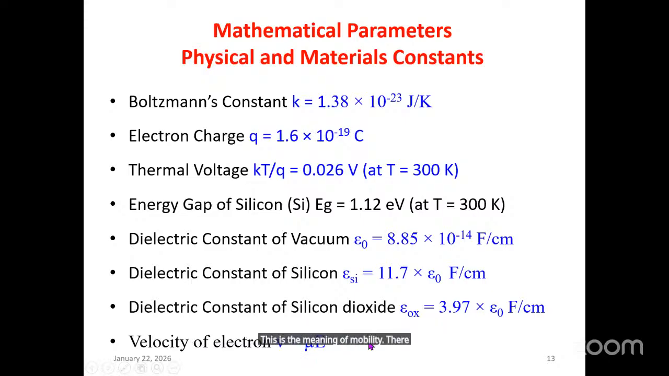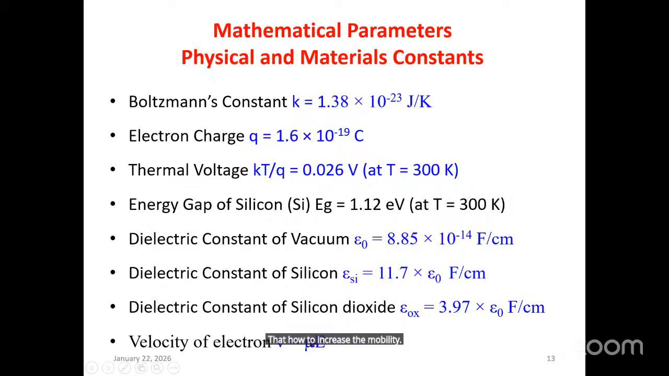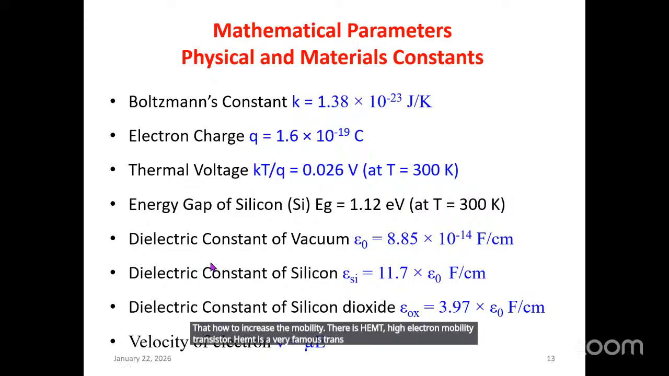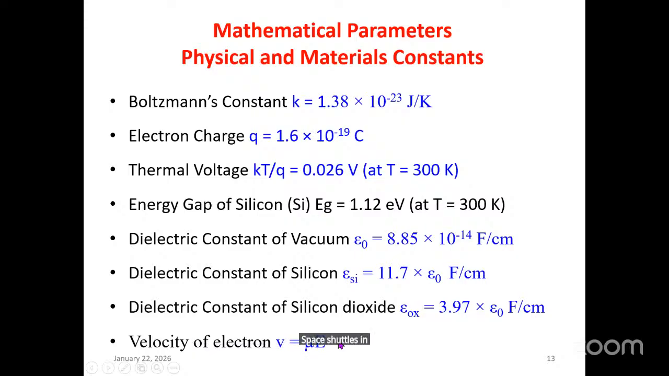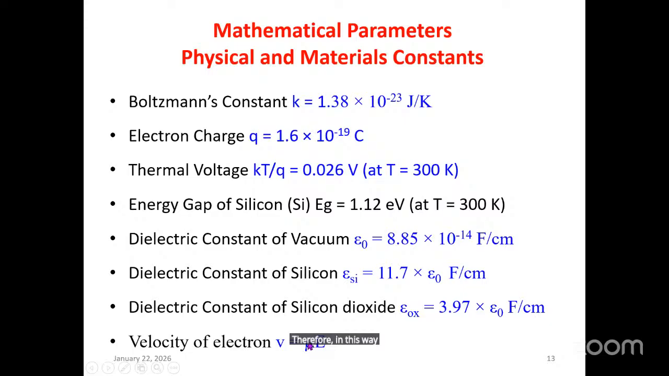Therefore, new devices are invented based on this term also, on how to increase the mobility. There is the HEMT, the high electron mobility transistor. HEMT is a very famous transistor used in deep space, in space shuttles, in advanced electronics, in pacemakers, which we will not go into as a device. Therefore, in this way, mobility plays an important role.